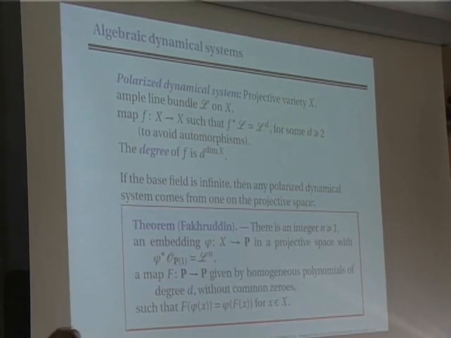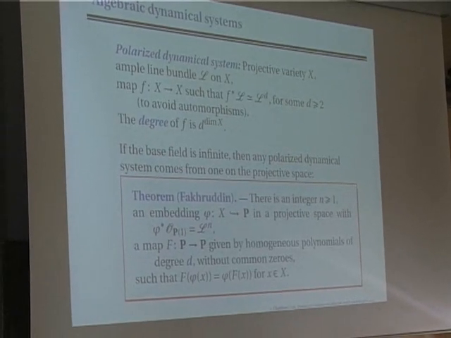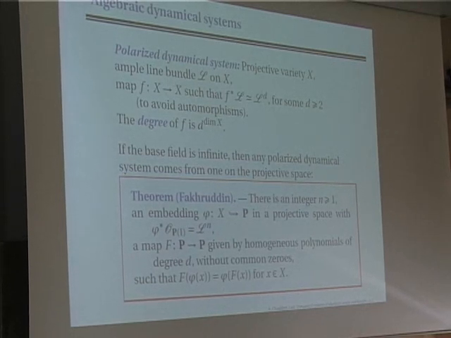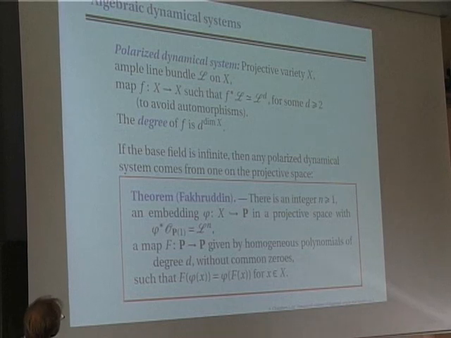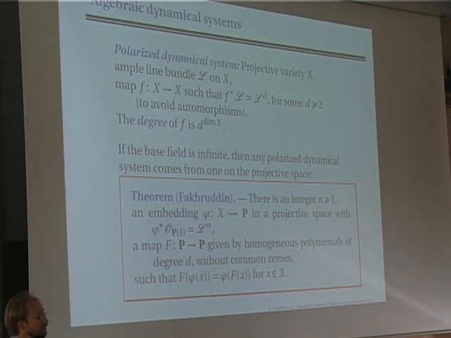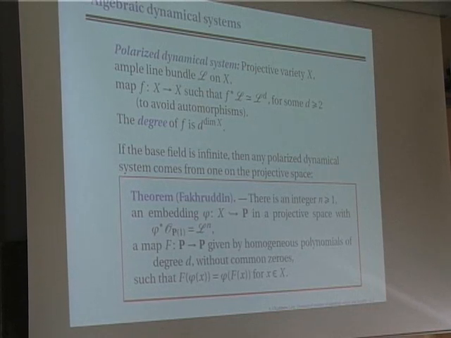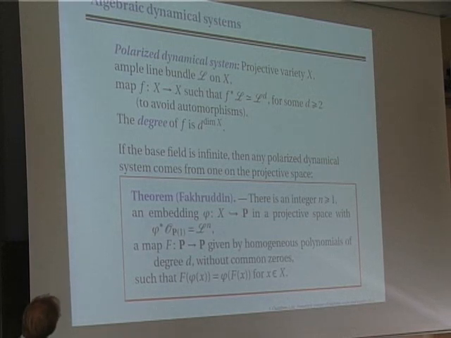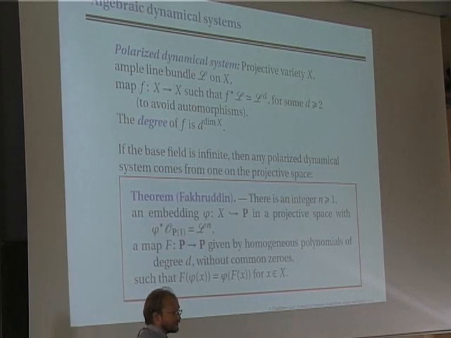So the general setup will be that of a polarized dynamical system. So I take a projective variety X, an ample line bundle L on X, and a map f from X to X, such that the inverse image of the line bundle L is isomorphic to some power L^q for some integer q, which I assume to be greater than 2, because I want to avoid automorphisms. So the degree of f as a finite map is q to the power of the dimension of X.